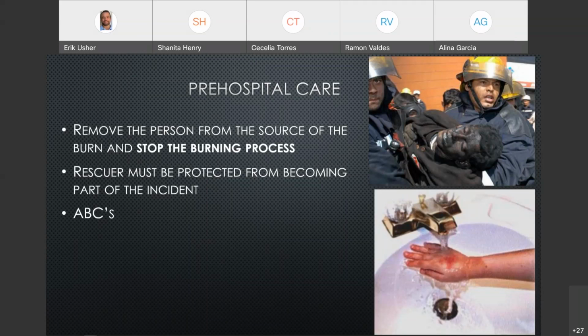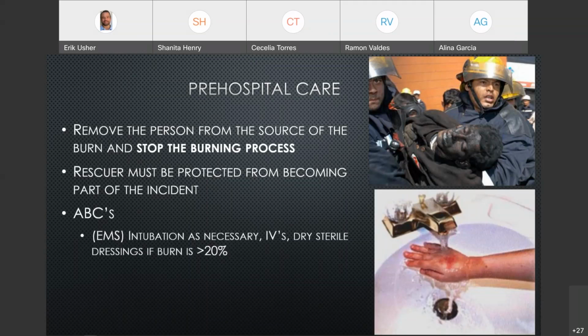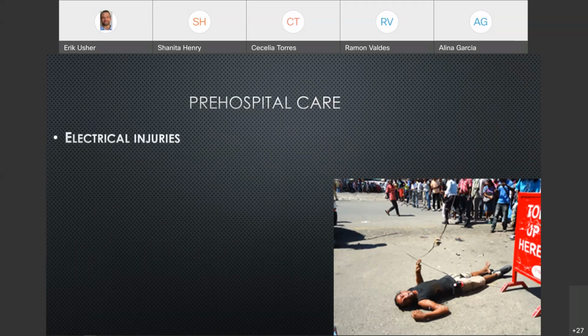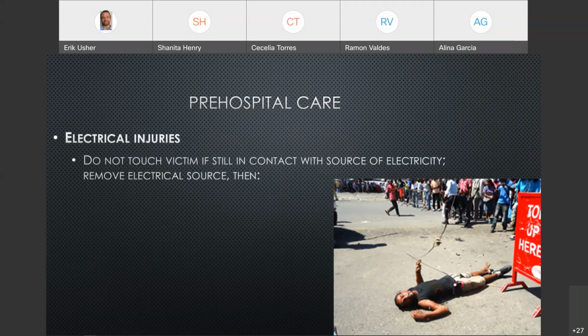ABCs, definitely. We want to make sure that the airway is maintained, and early, aggressive intubation may be necessary for facial burns and smoke inhalation. We want to get IVs on board, and it's better to get those IVs early because once that edema starts kicking in, it's going to be difficult to palpate the vasculature, let alone cannulate it. Dry sterile dressings if the burns are greater than 20%. If it's an electrical injury, don't touch them. Make sure that electricity is shut off, that there's no electrical source going through them.